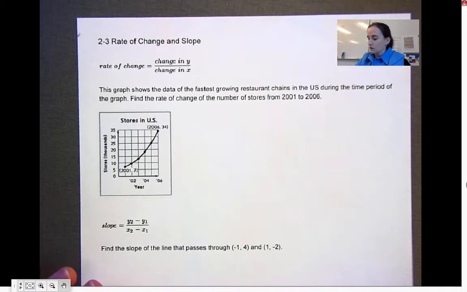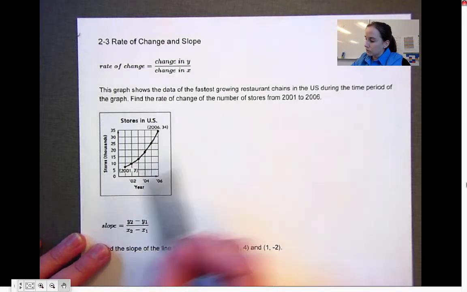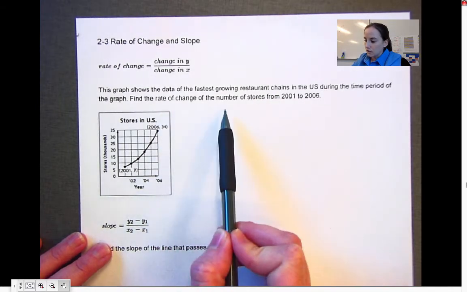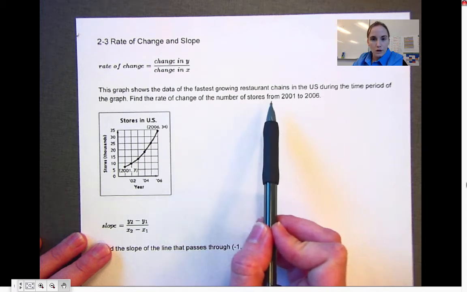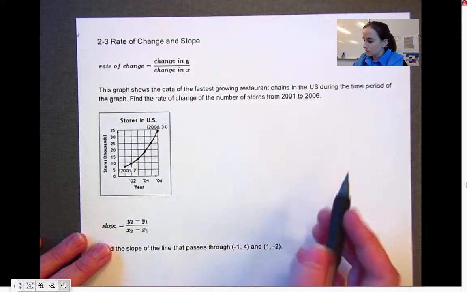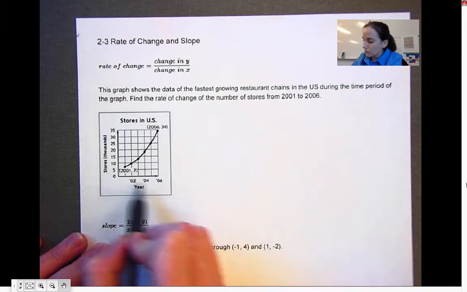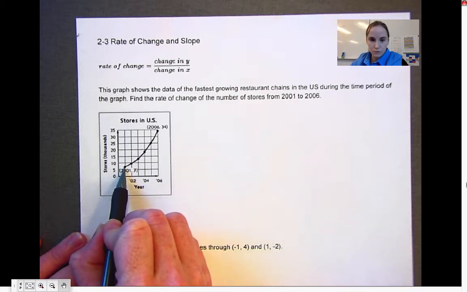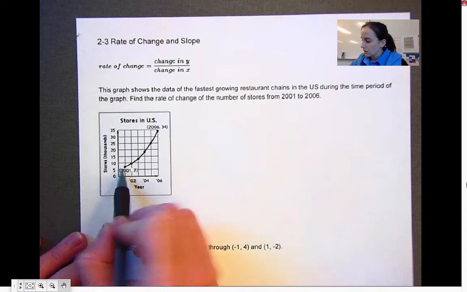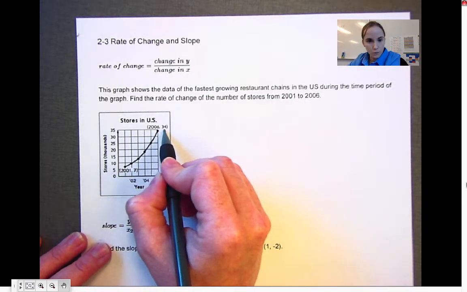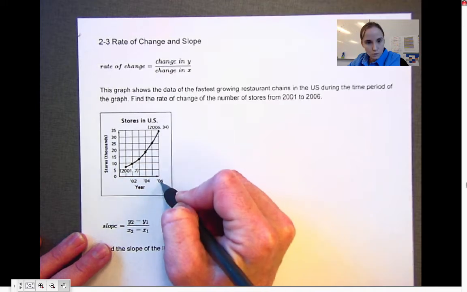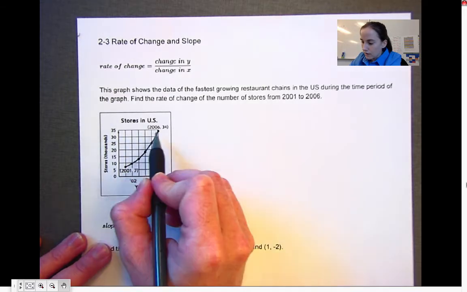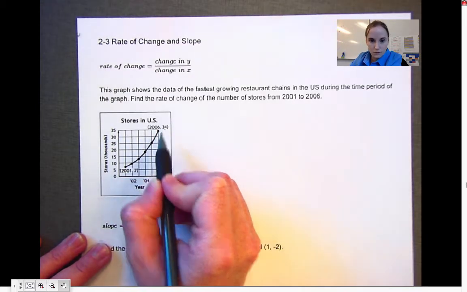For instance, this graph shows us the fastest growing restaurant chains in the US during a specific period of time. Find the rate of change of the number of stores from 2001 to 2006. So, if we look at the graph, 2001 starts here at 7. So that means in 2001 there were 7 stores. If we go all the way up to 2006, this point is identified for us here. And of course it says 06 down here, so 2006. It's close to 35, but since the point is given to us, we know it's at 34.